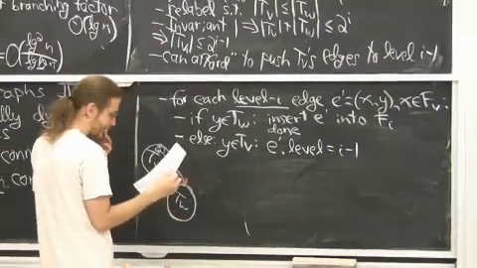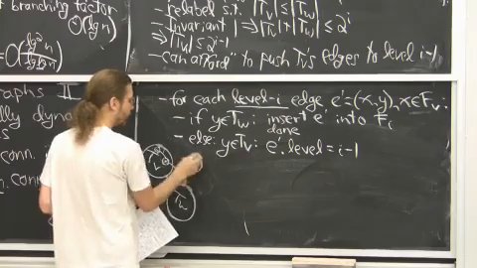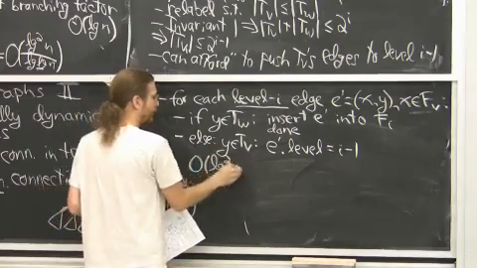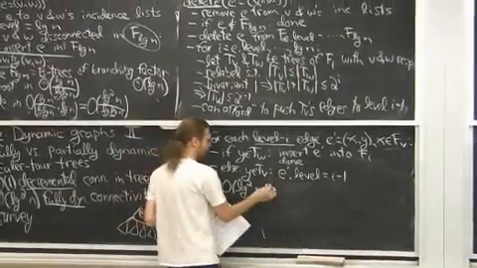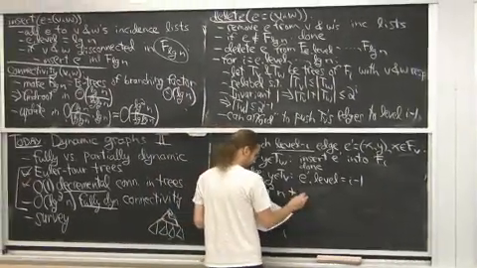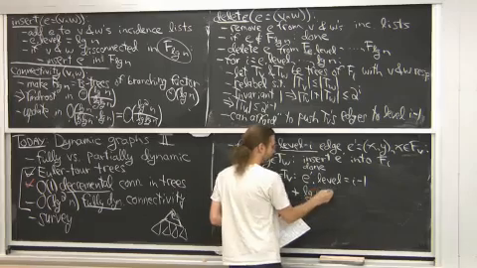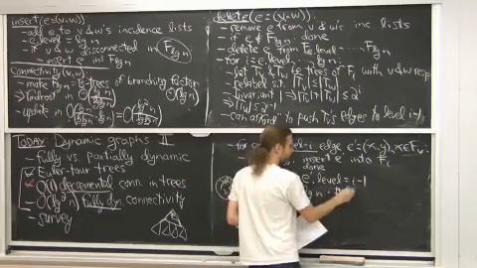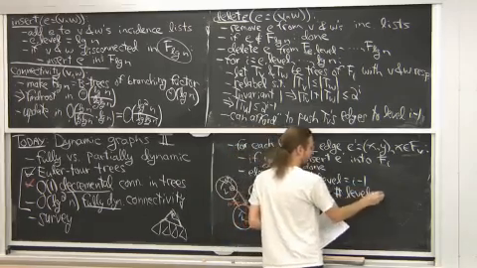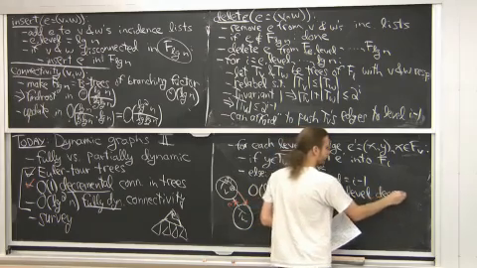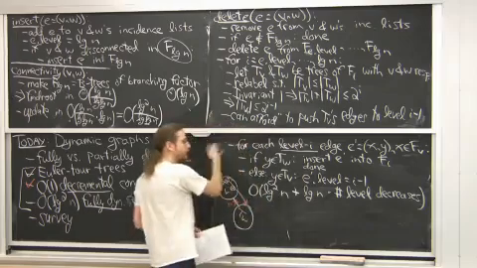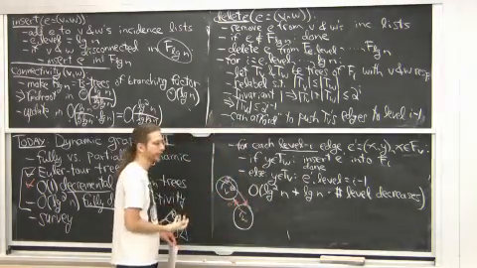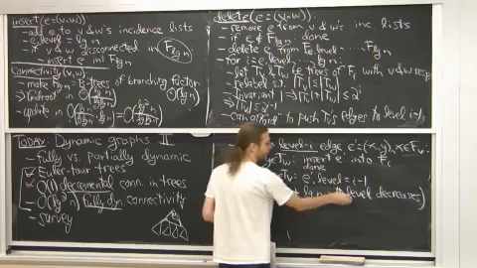OK. So the claim is overall, we pay log squared n, because we had to do log squared n for these deletions, plus log n times the number of level decreases. That's for this step. I claim that each round of this loop costs log n. So that's why we get log n times the number of level decreases.